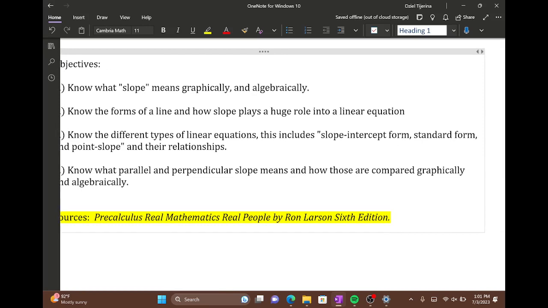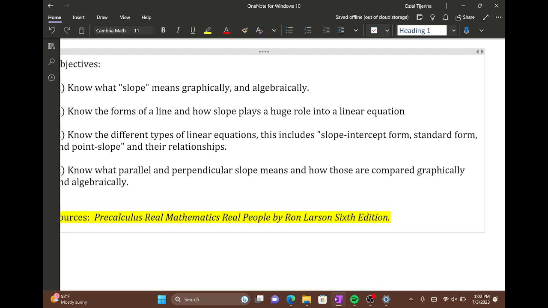And then also knowing what parallel and perpendicular slope means and how those are compared graphically and algebraically, so basically how that looks on a graph, as well as how we find it algebraically.